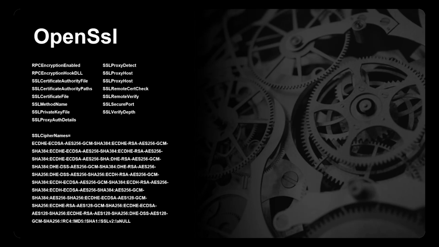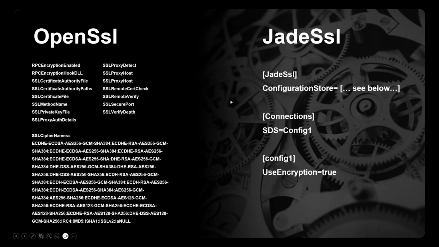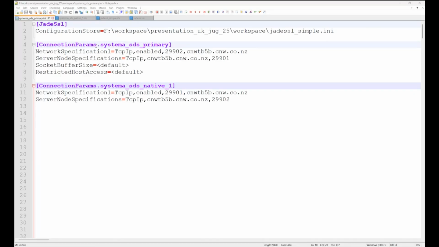To turn on JadeSSL, in contrast, you really only need two settings. One to tell us where to find the configuration file, I'll get to that, and one to turn it on. There's no SSL port to configure because you've already spent the time and effort configuring your network connections and firewalls, and I just want you to turn the feature on and be secure. Here, I'll show you. This is my Jade ini file.